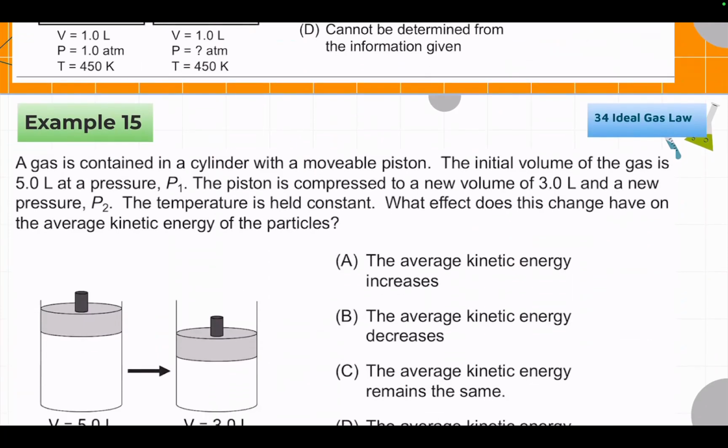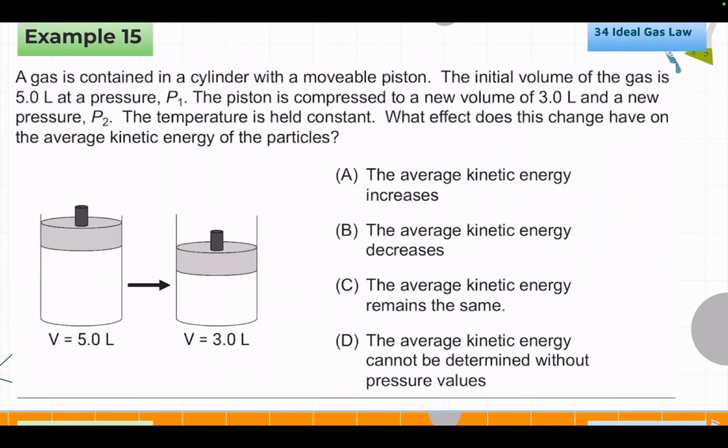Last question is right here. A gas is in a cylinder with a movable piston. The initial volume of the gas is 5 liters, and then it's compressed to 3 liters, and there's a new pressure, P2. There was an original pressure here. Temperature is constant. What effect does this change have on the average kinetic energy of the particles?